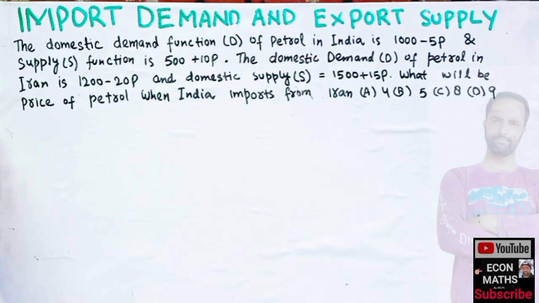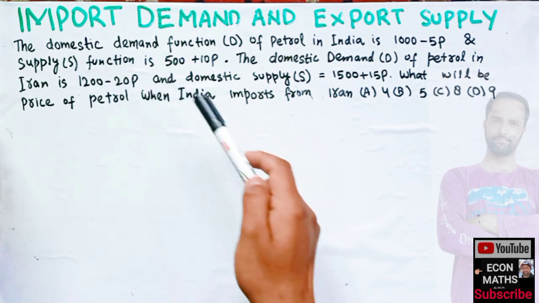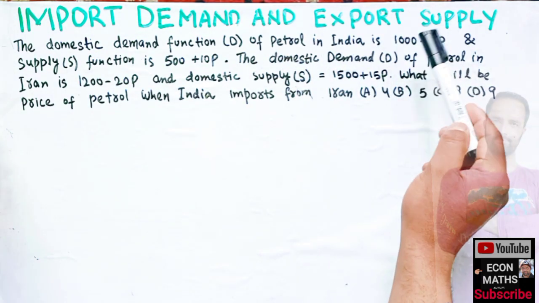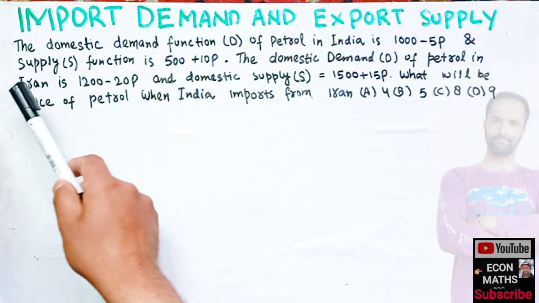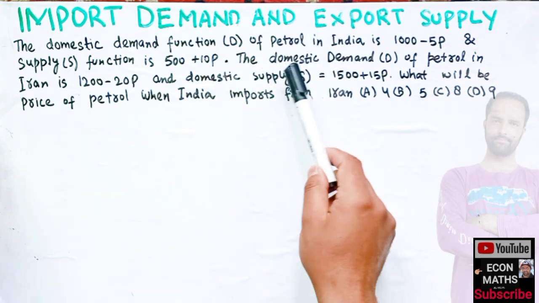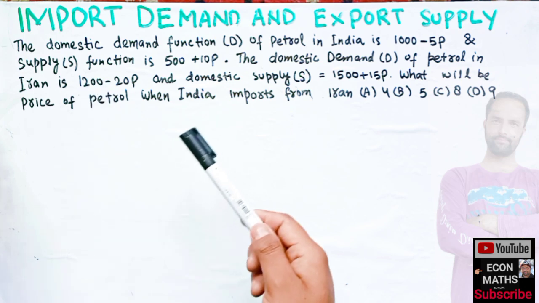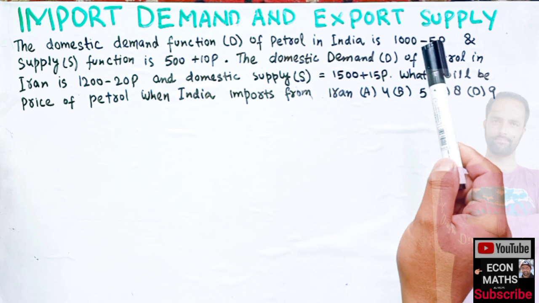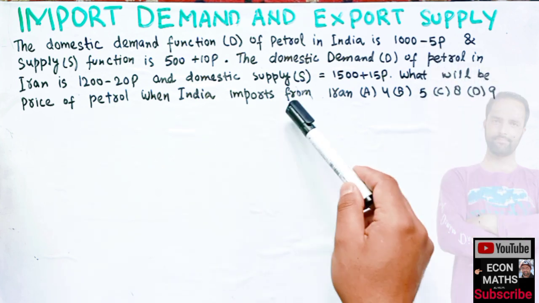Let's take a numerical example on import demand and export supply. Suppose the domestic demand function of petrol in India is given by 1000 minus 5p, where p is the price, and domestic supply is 500 plus 10p. Also, the domestic demand of petrol in Iran is 1200 minus 20p and domestic supply in Iran is 1500 plus 15p. What will be the price of petrol when India imports from Iran?